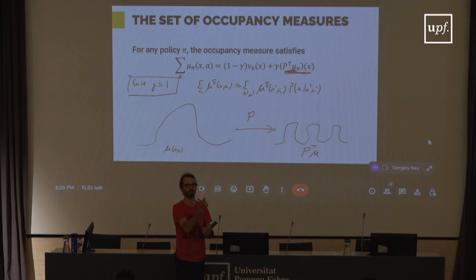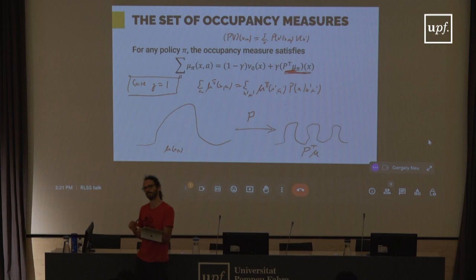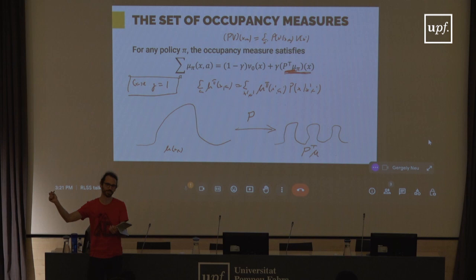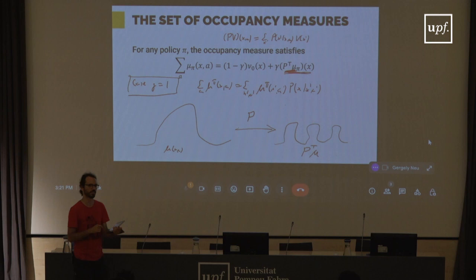Similarly, the P operator, if I write something like P times V, is a state action vector that evaluates the expectation of some function V over the next state given X, A. So P maps from X to XA, and P transpose maps from XA to X. This is just some convenient shorthand linear algebra notation that is sometimes useful.